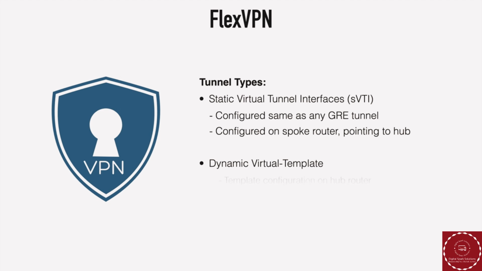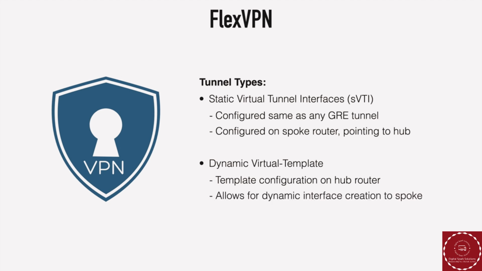This is a template that gets configured on the hub router, which allows the hub to create a copy of an existing interface without the need for additional configuration. Anytime a spoke site requests a tunnel connection to the hub, a virtual access interface is dynamically created based on the settings in this virtual template.